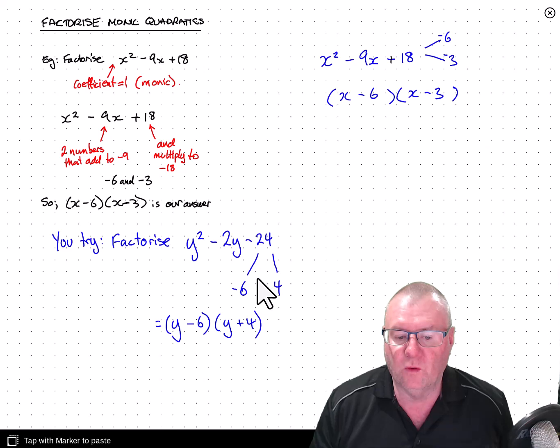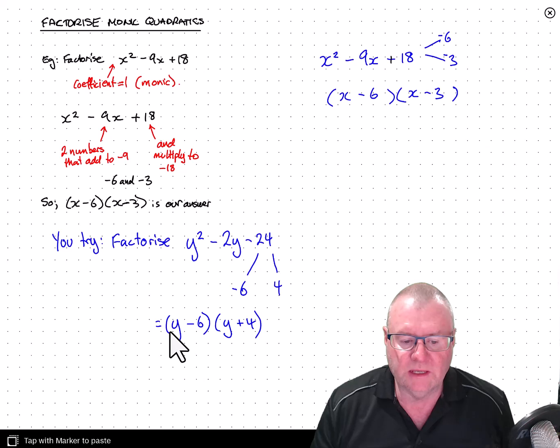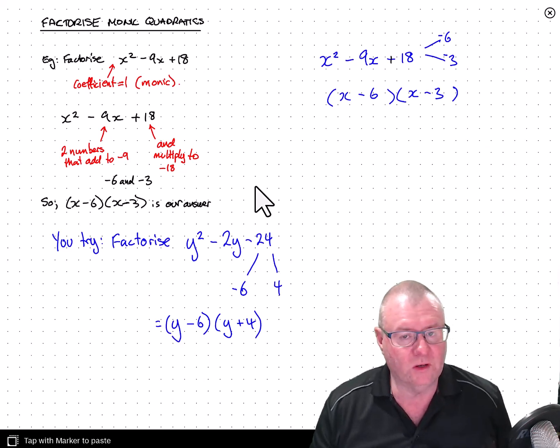Negative 6 times 4 gives me negative 24. So they're my numbers. So my factorized solution will be y minus 6, y plus 4. Good job. Well done.